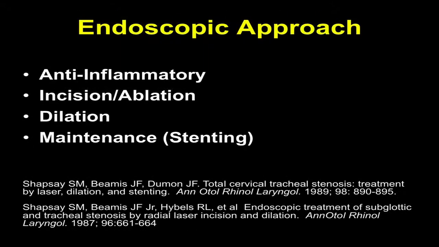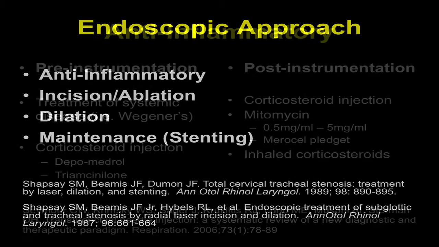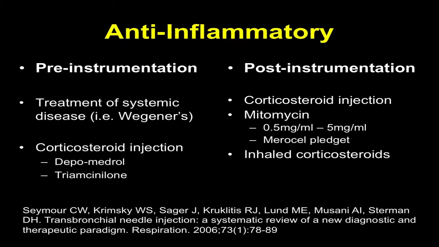So how do we approach the benign airway stenosis endoscopically? A combination of approaches with anti-inflammatory medication, incision, dilation, and then maintenance therapy with stenting. So anti-inflammatory therapy isn't always used, and there's very little evidence-based medicine showing that it's beneficial. Again, this is primarily by anecdote, but you should treat a systemic disease preoperatively or pre-endoscopically if one is present.